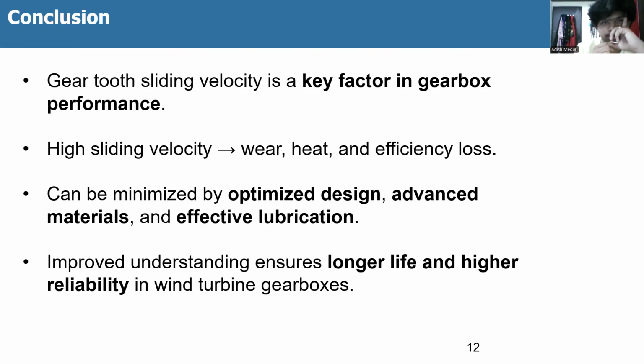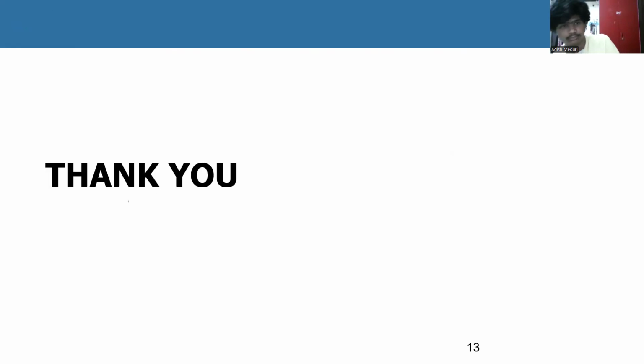Conclusion. Gear tooth sliding velocity is a key factor in gearbox performance. High sliding velocity, where heat and efficiency loss take place, can be minimized by optimized design, advanced materials, and effective lubrication. Improved understanding ensures longer life and higher reliability in turbine gearboxes. With this, I can conclude.